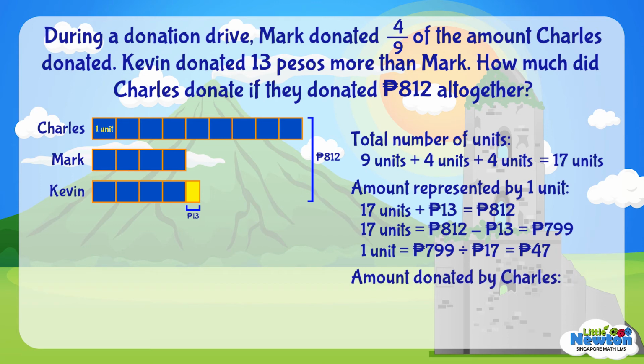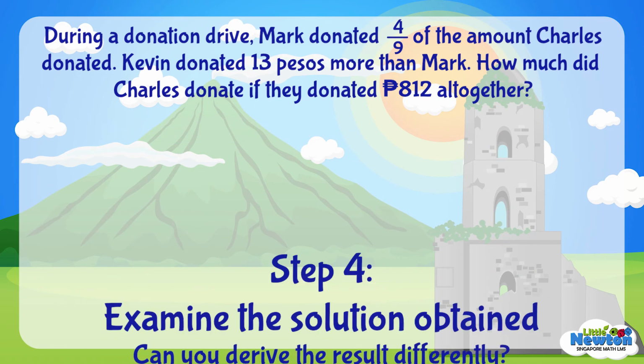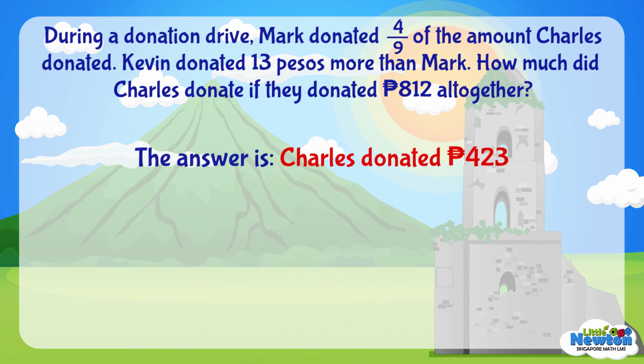The amount donated by Charles is represented by 9 units. 9 units is equal to 47 pesos multiplied by 9 equals 423 pesos. Therefore, Charles donated 423 pesos. Let's move on to check our answers and ensure they are correct. According to our answer, Charles donated 423 pesos.